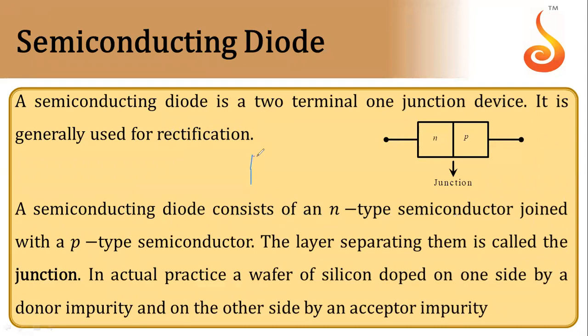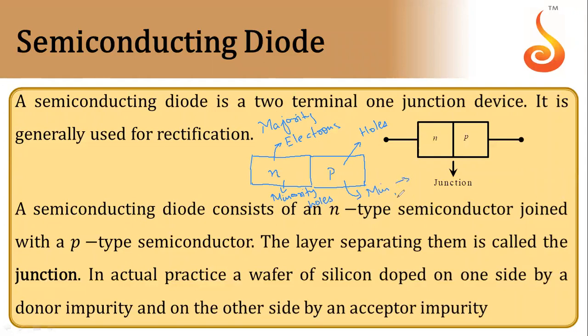So we have taken an n-type semiconductor and another one will be p-type semiconductor. We know in n-type, since n means negative, the majority will be electrons, and in p-type the majority will be holes. Here minority charge carriers will be holes in n-type, and in p-type minority charge carriers are electrons.